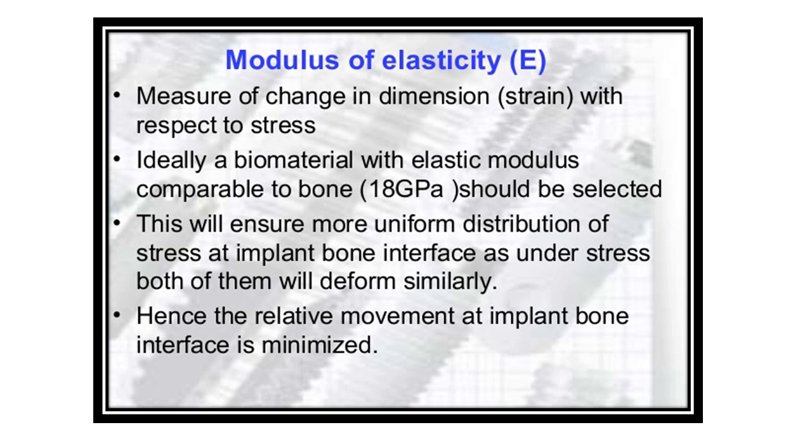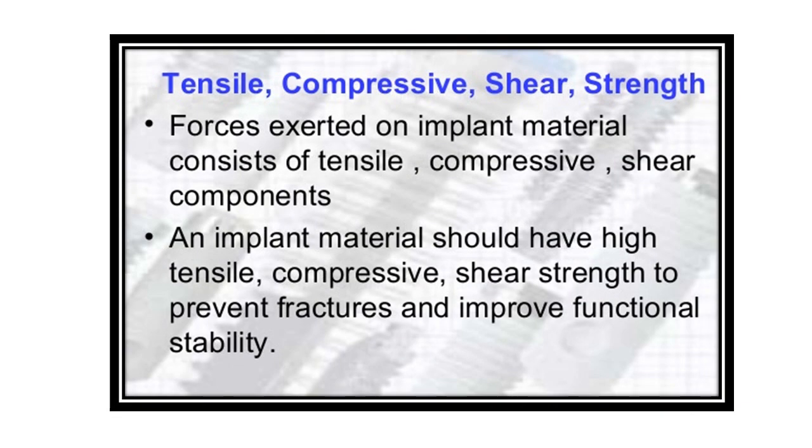Now, let's look at the properties very briefly. You all are familiar with these properties. So, modulus of elasticity, or basically the stiffness, is the change in dimension with respect to stress. And ideally, a biomaterial with stiffness comparable to bone should be selected. And that is the case with titanium, that it has almost 5 times the stiffness of bone. And this ensures uniform distribution of stress at the implant bone interface. An advantage of titanium.